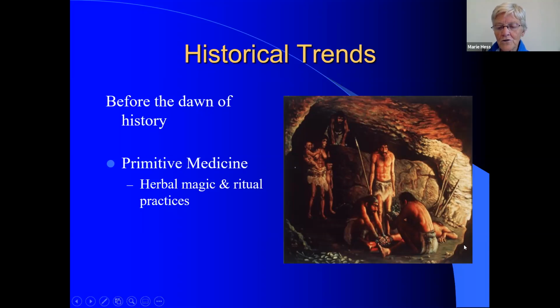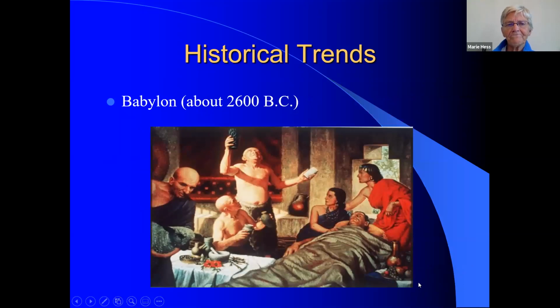Basically what they used was cool water, and they would take a leaf and make a mud kind of thing out of it and put that on a wound, like a poultice. That's all they had for a soothing application, so it was very magical and ritual practices.